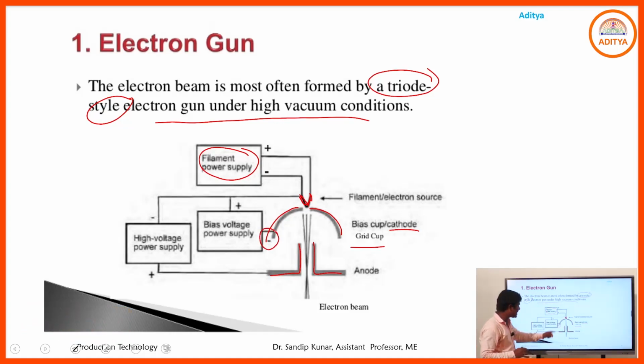The other end will be connected to the filament, the electron source, which is the anode part. In that filament we have connected the positive end of the bias voltage power supply. That is the triode style electron gun, an electron beam generator, which helps to produce a high velocity electron beam.